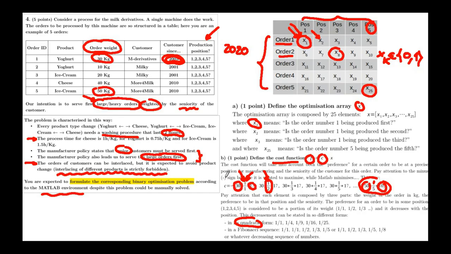And pay attention. Look at the negative sign. Why do I put a negative sign in front of the whole cost function? Because I want to maximize the satisfaction of the orders to be produced as soon as possible. To maximize this cannot be done by Matlab, because Matlab knows how to minimize a function. So if you want to maximize a function, you must put a negative at the beginning.